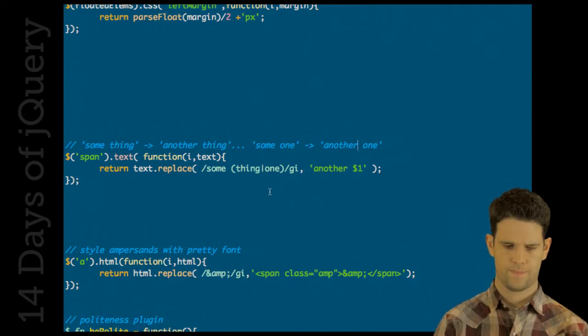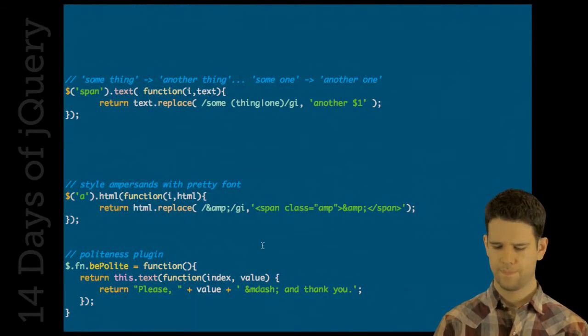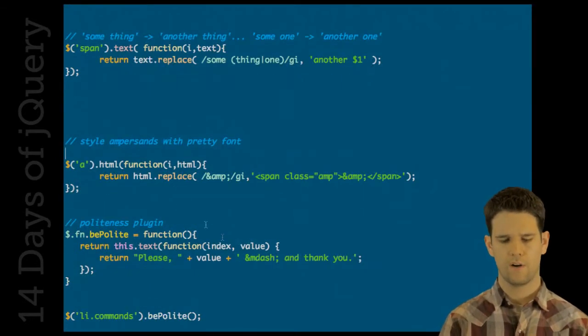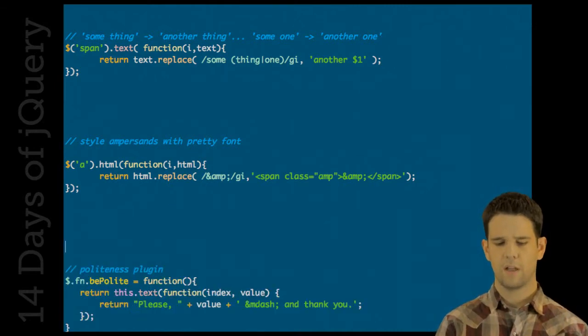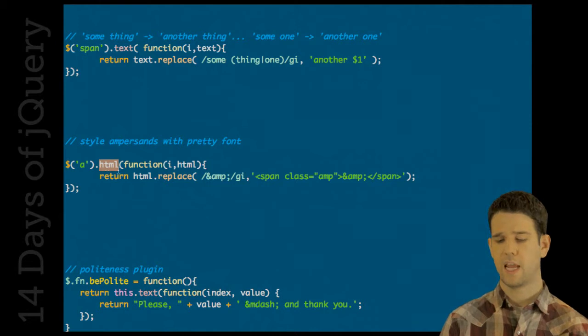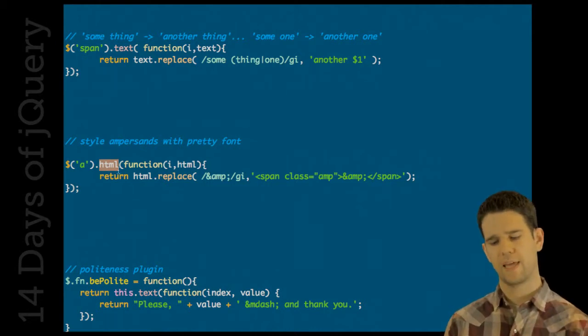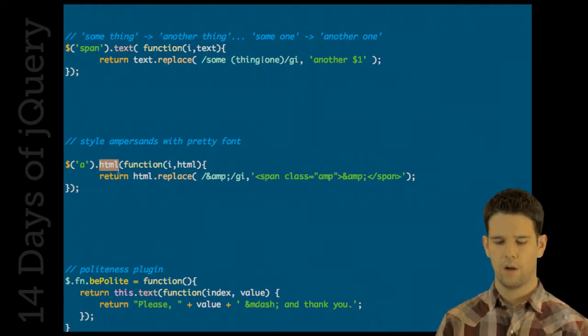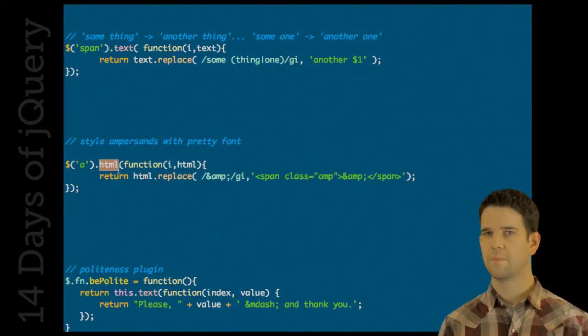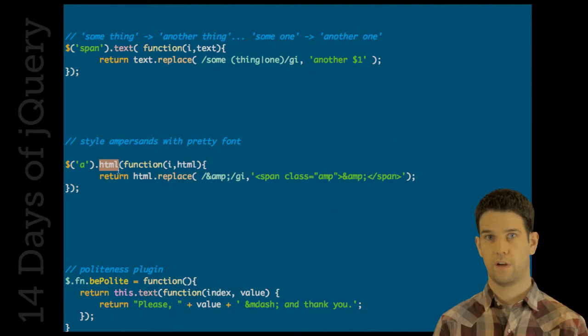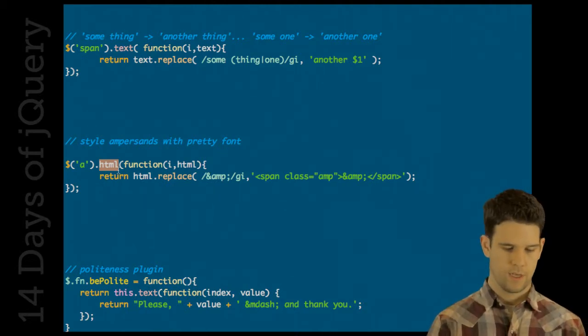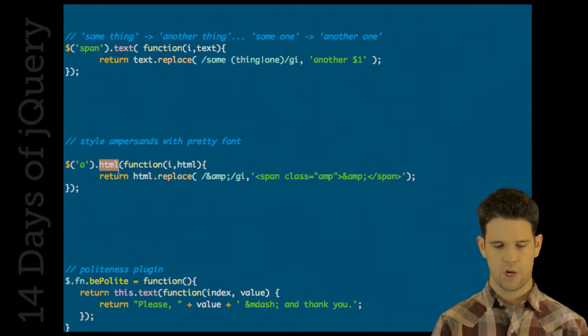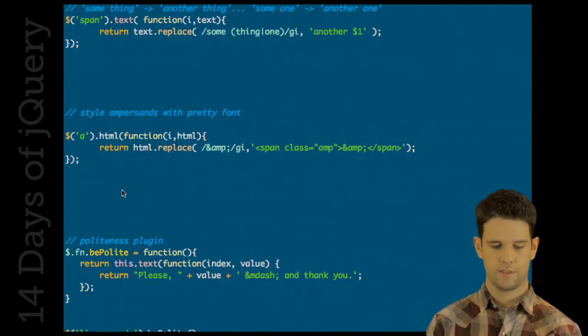Thank you, jQuery. So here we're going to iterate over all of our A tags, setting the HTML of those A tags to something new. If there's an ampersand in them, we're going to just wrap that ampersand with a span. And people typically do this so that they can put the ampersand in a new font, one with a very, very attractive ampersand. So there are some use cases.